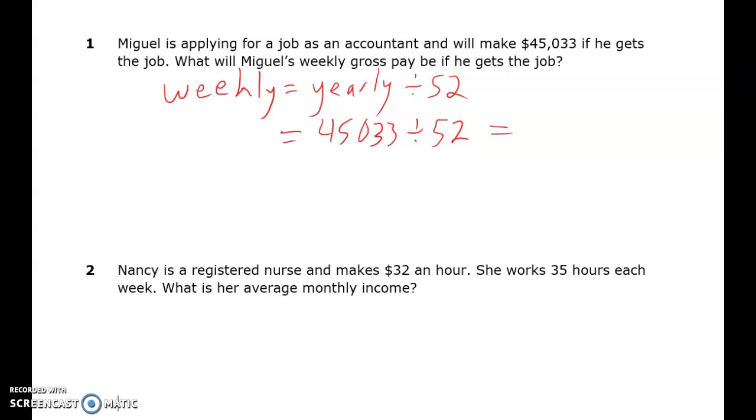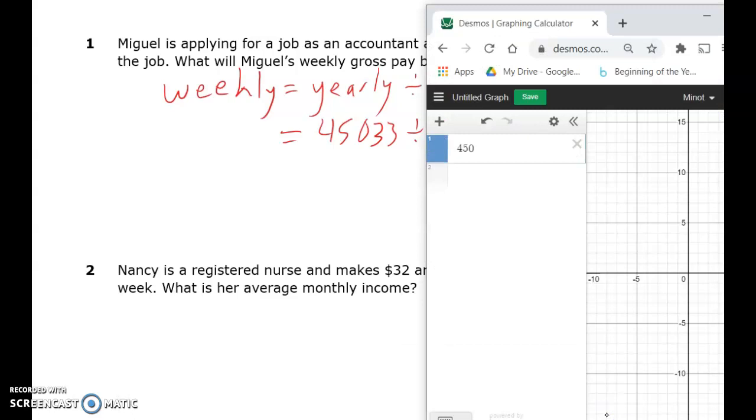And all you're going to do is put that into a Desmos. 45,033 divided by 52. And we get $866.02. We're going to the nearest penny, so the next number is 5 or greater, so we round up to the next penny. $866.02.